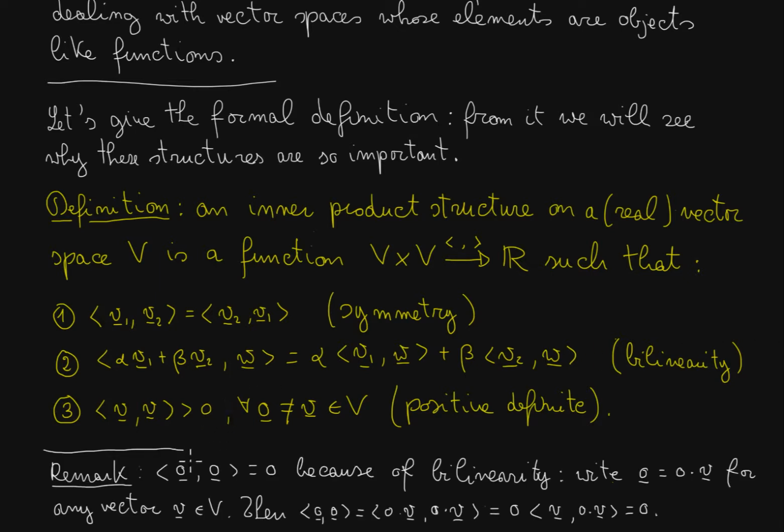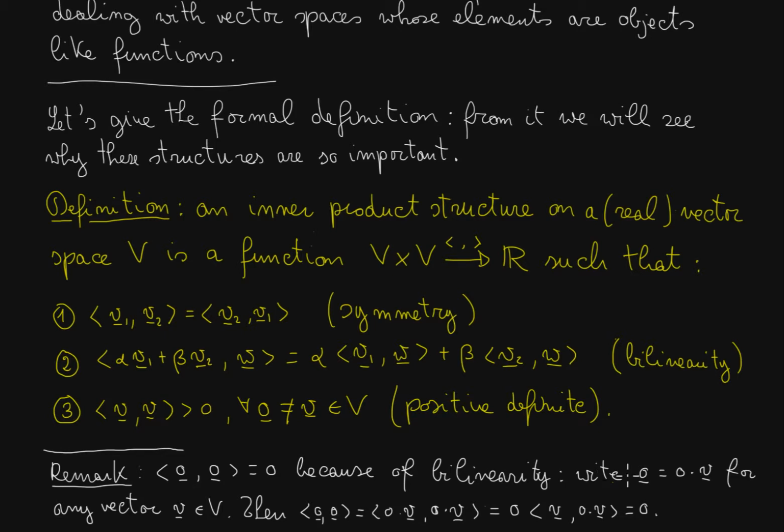Remark: if we take the inner product of 0 with itself, we will be getting the number 0. And this is the only vector for which this property holds. This is the only vector for which the inner product of the vector by itself is the number 0. And this follows by linearity.